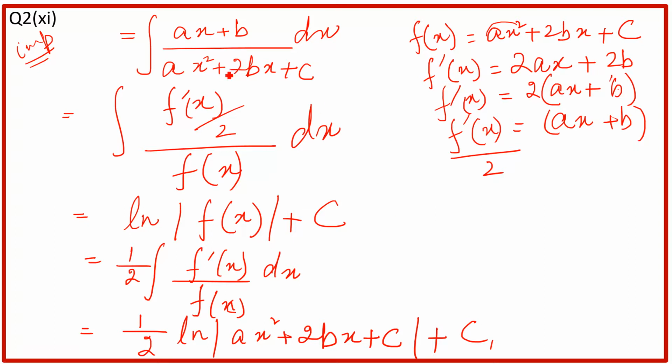So in this question you have to see whether the derivative is available in the numerator of the function f of x, which is in the denominator, or not, right? So here we have found that ax + b is equal to f dash x, only because 2 was missing from here. And then very simple, natural log of f of x, whatever is the function you have to write down here, right?